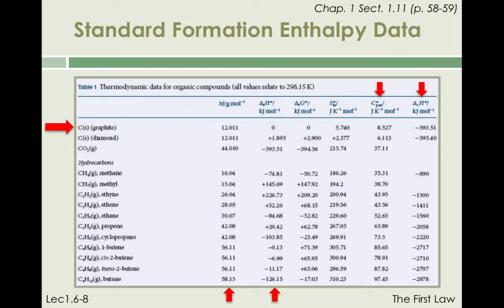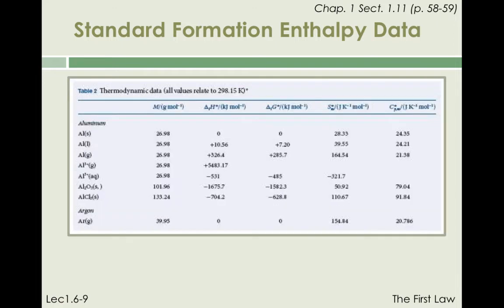Note that as discussed in the preceding slide, the standard formation enthalpy of substances in their standard reference state is 0, as is shown here for carbon solid graphite. Here is another excerpt from the thermodynamic data tables found in the back of your book.